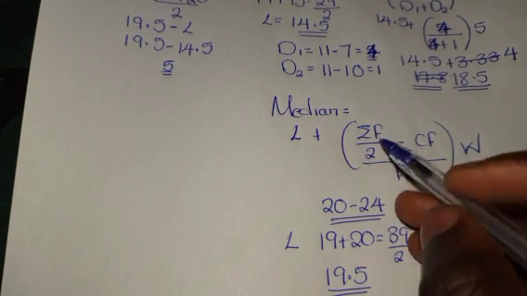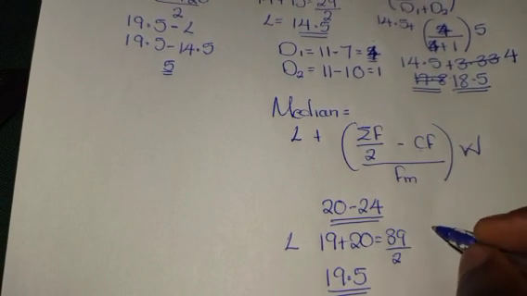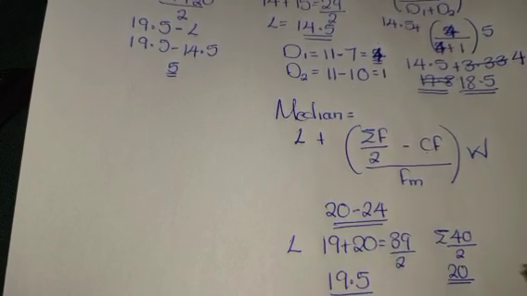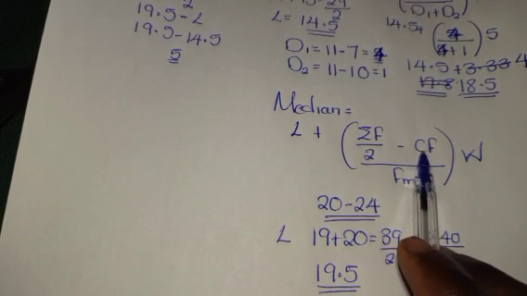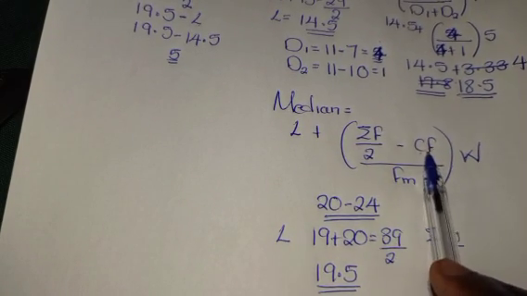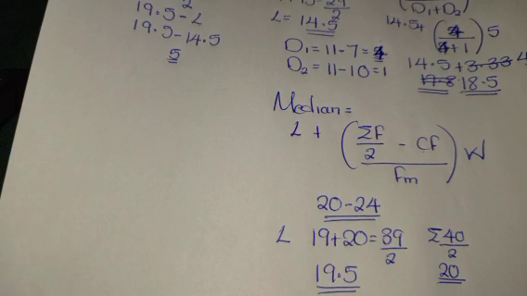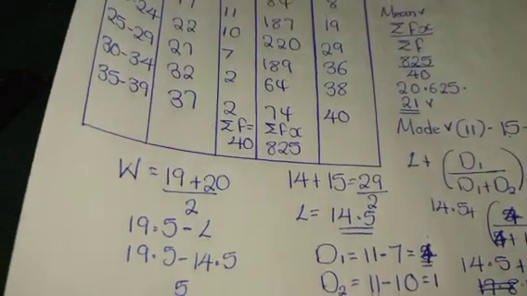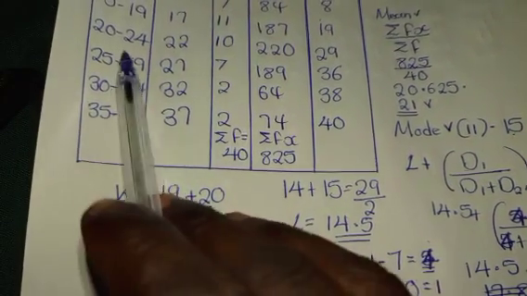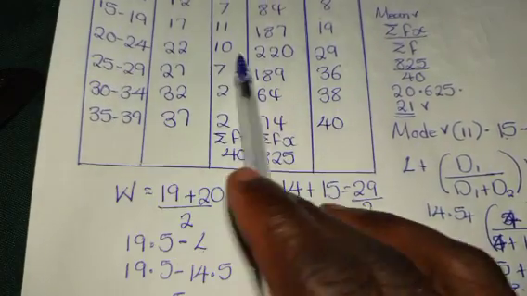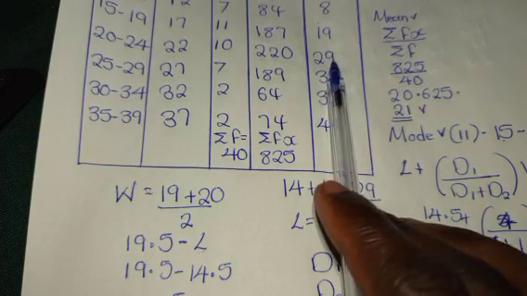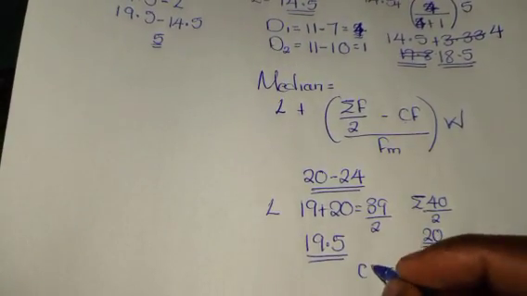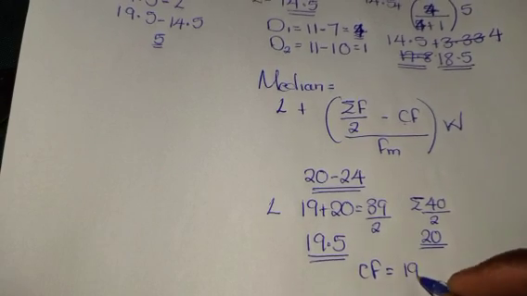So for you to get the summation of the frequency divided by 2, you know to say the summation of frequency is 40 divided by 2, you get your answer to be 20. Then this is simply the cumulative frequency of the class before the median class. So let us calculate the cumulative frequency before the median class. Remember that the median class was here. So here is the median class. So the cumulative frequency before the median class was what? Was 19.